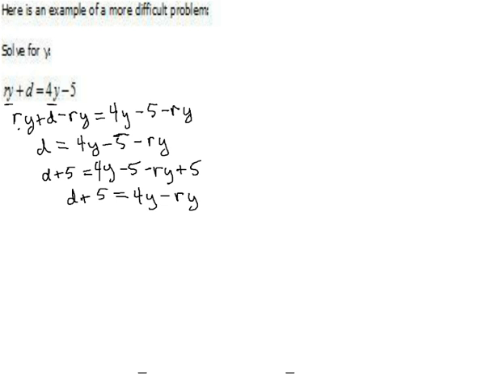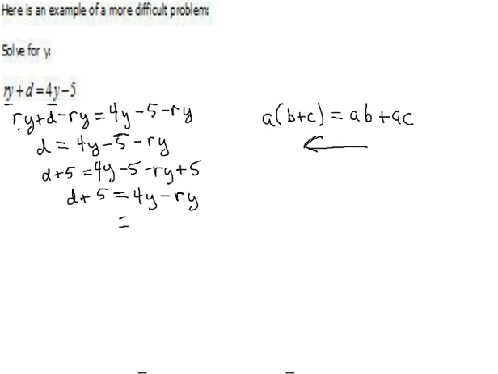Here's where the additional step comes in. On the right side, we have y in both terms, and so we have a common factor of y. We're going to use the distributive property in reverse. Remember the distributive property over here on the right? a times b plus c is equal to ab plus ac.